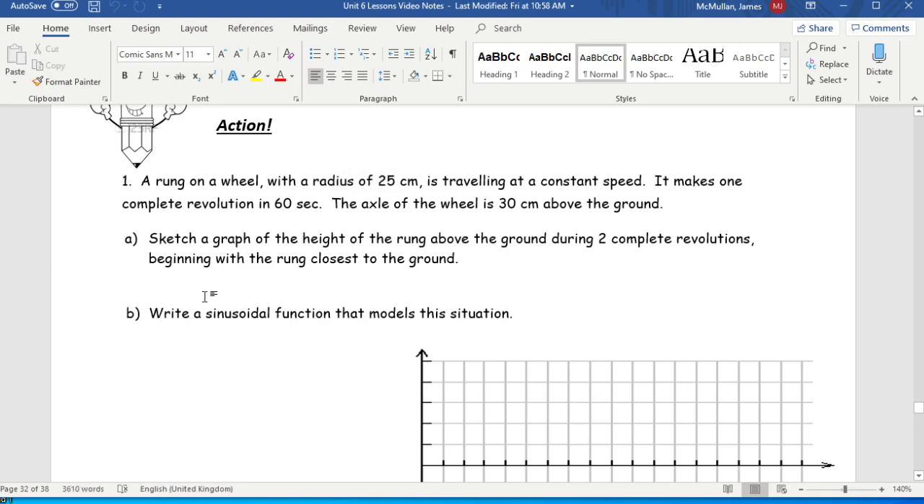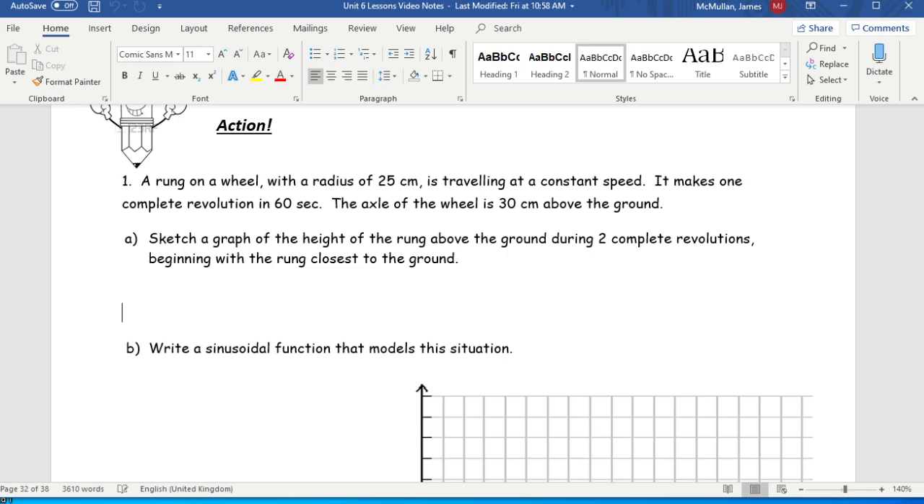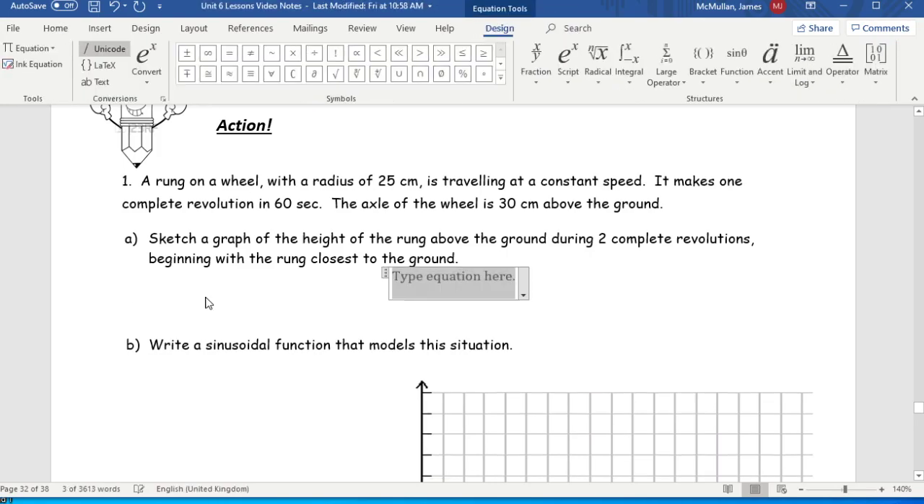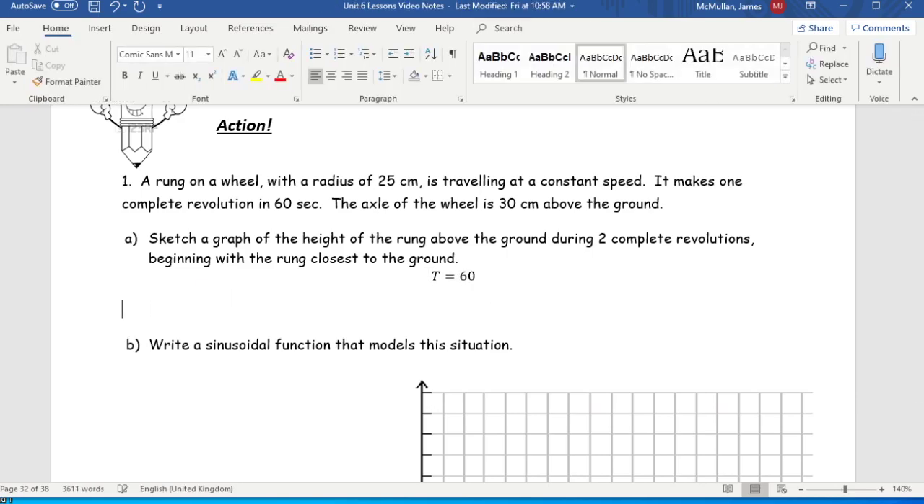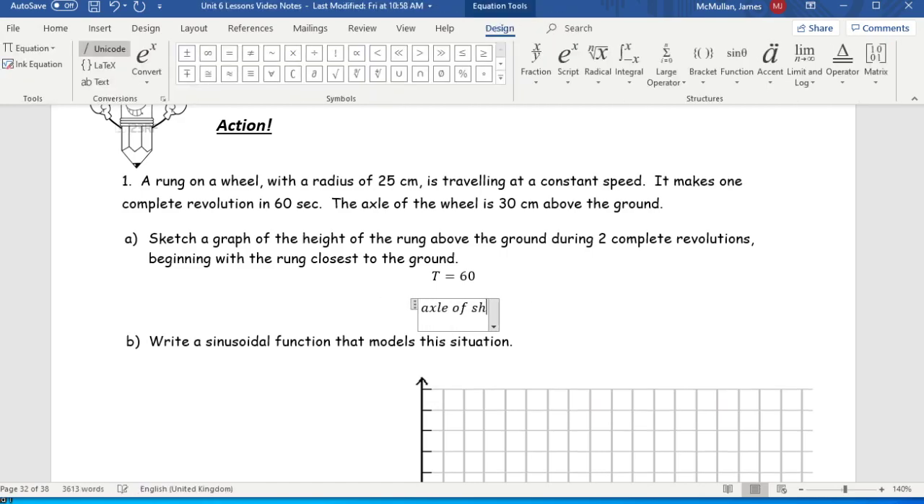Okay, so let's talk about what each of those things represents. It says sketch a graph of the height of the rung above the ground during 2 complete revolutions, beginning with the rung closest to the ground. Write a sinusoidal model for this situation. First, a complete revolution in 60 seconds means the period is 60, because it takes 60 seconds to do a revolution. The axle of the wheel is equal to the axis of the function, and therefore in our function y equals 30 would be the axis.